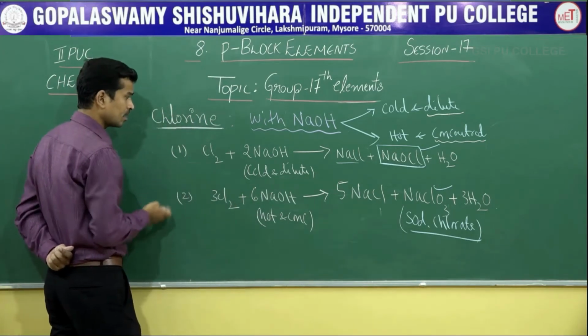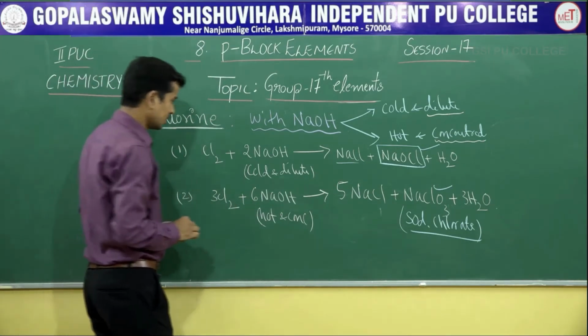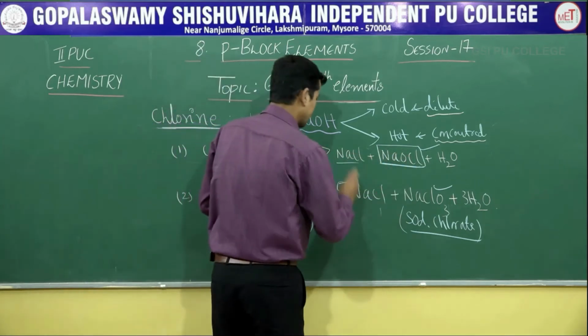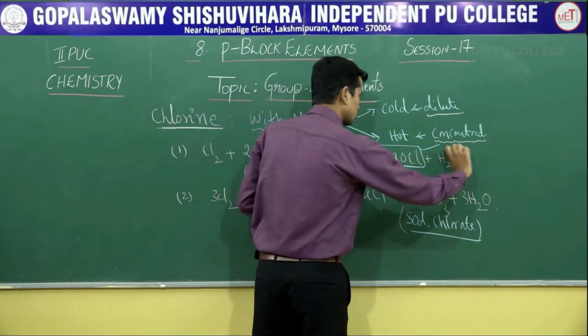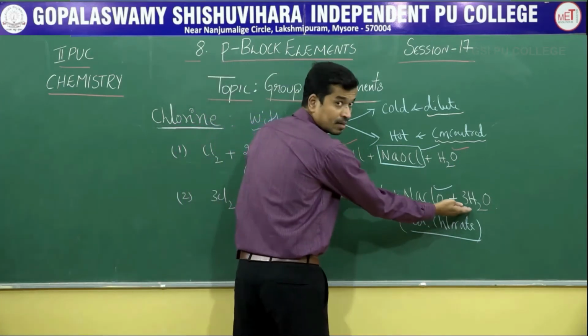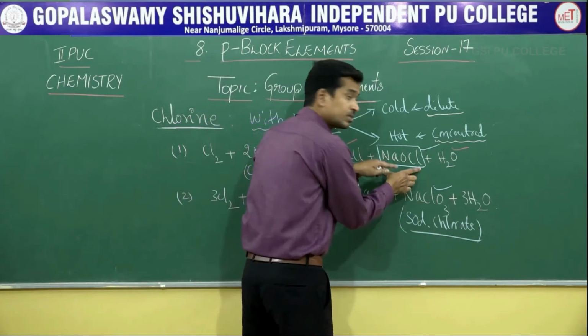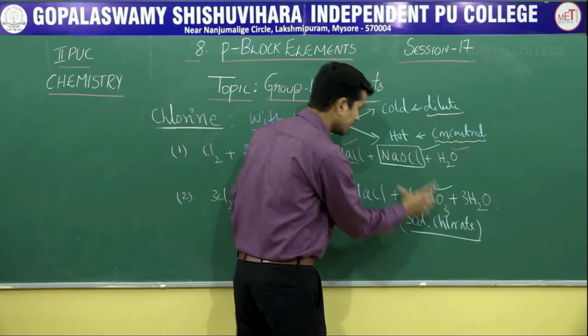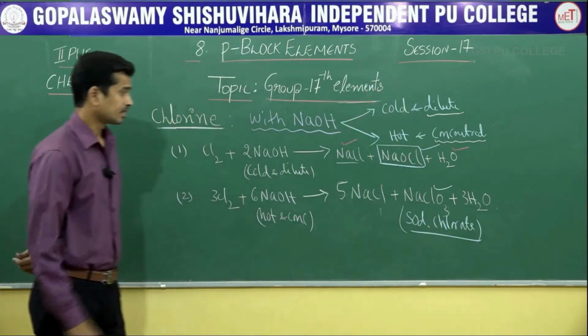In your board exam or CET exam, they give complete the following. Look, NaCl is common and water is common. But the major products are NaOCl, sodium hypochlorite, and sodium chlorate.